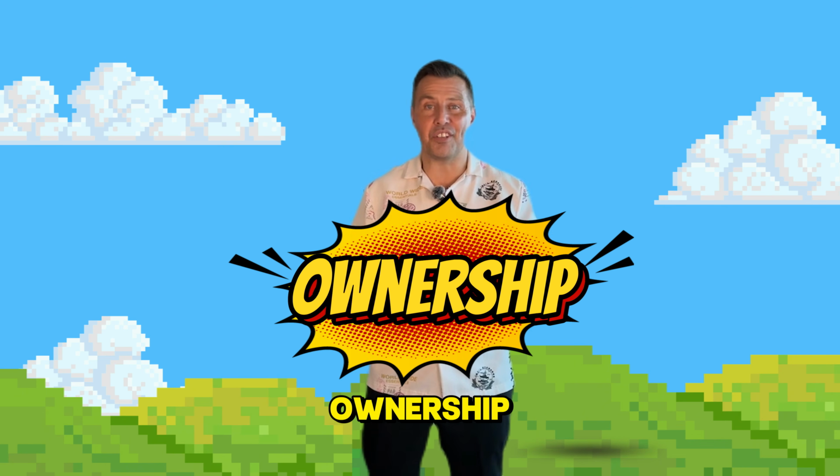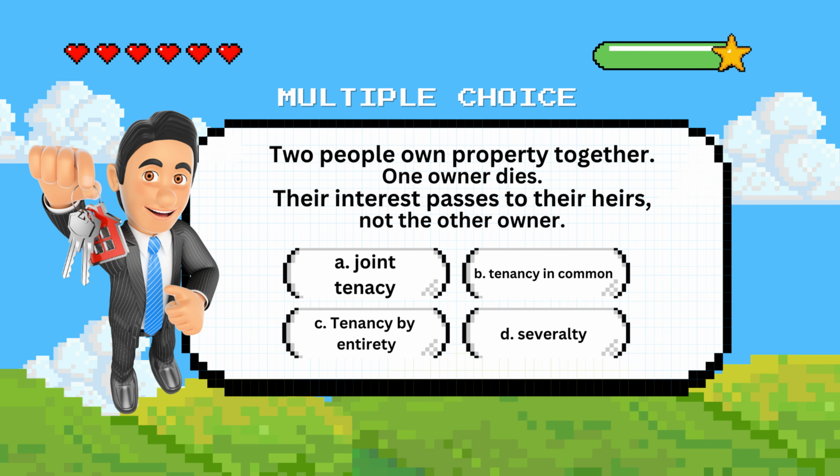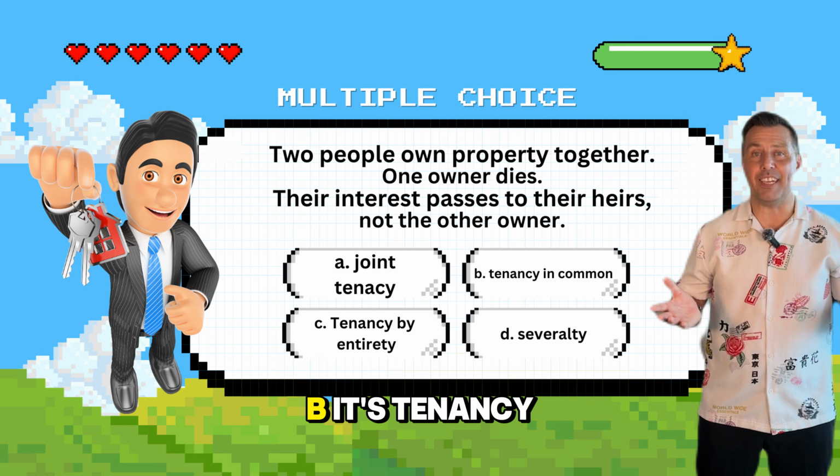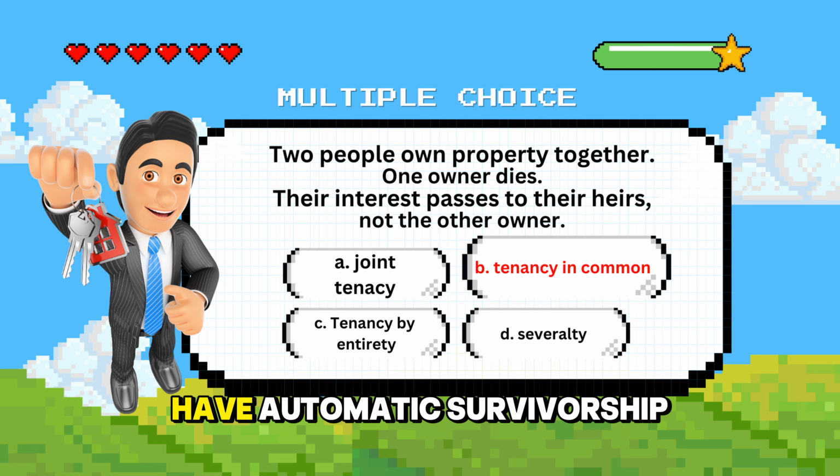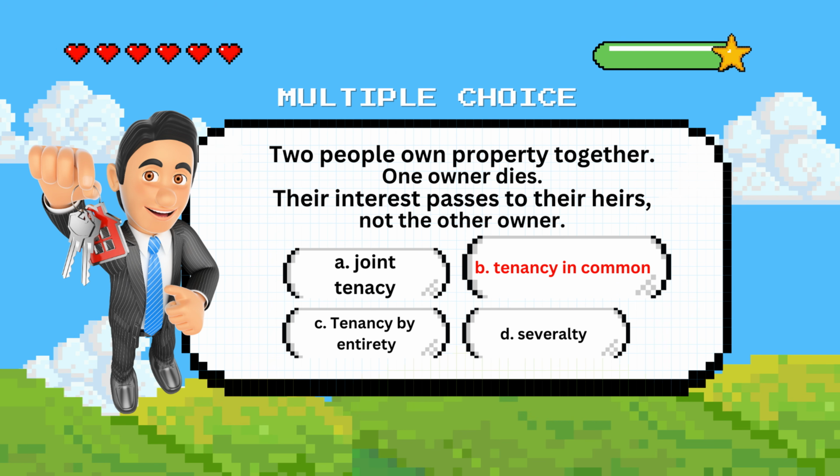Alright, part 3, ownership. Okay, I'm your instructor, Kimo, and I will continue with the next question. Two people own property together. One owner dies. Their interest passes to their heirs, not the other owner. This is most likely A. Joint tenancy. B. Tenancy in common. C. Tenancy by entirety. D. Severalty. The answer is B. It's tenancy in common. That's right, because tenants in common do not have automatic survivorship rights.